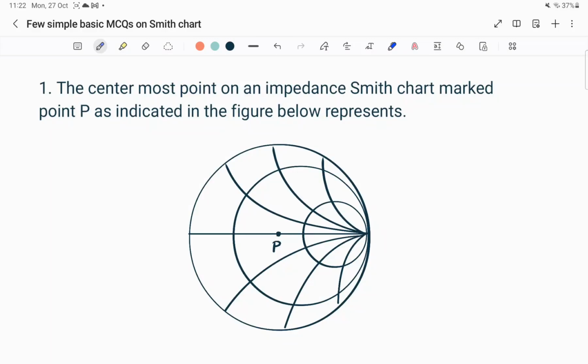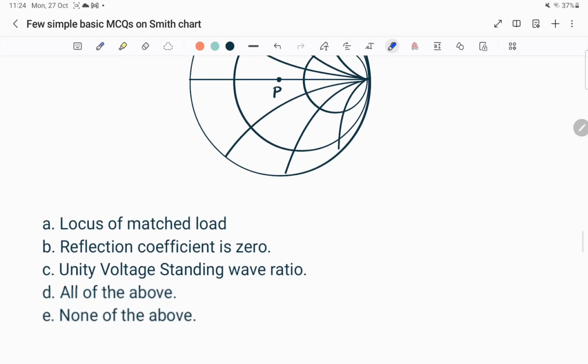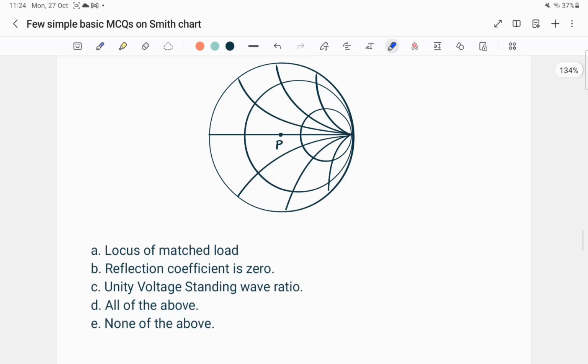Alright, so now we are good to go with the MCQs. If you have watched this lecture this far, then these MCQs are very easy for you. Now let us read the question out. The question says, the centermost point on an impedance Smith chart, marked point P as indicated in the figure below, represents. So here in the Smith chart, this is the center of the Smith chart, which is marked point P. There are four options given: locus of matched load, reflection coefficient is 0, unity voltage standing wave ratio, all of the above, none of the above.